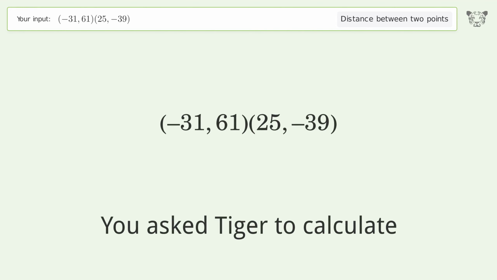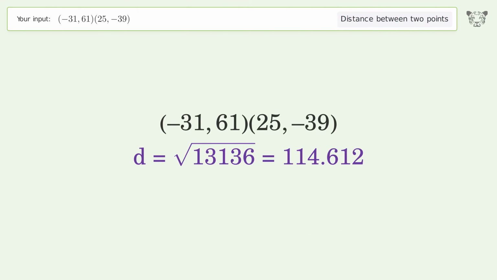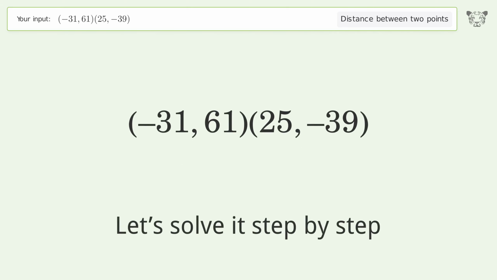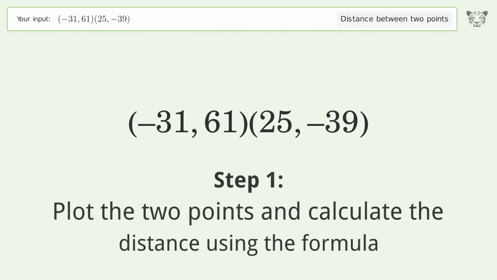You ask Tiger to calculate. This deals with the distance between 2 points. The distance between the 2 points is the square root of 13,136, or 114.612. Let's solve it step by step. Plot the 2 points and calculate the distance using the formula.